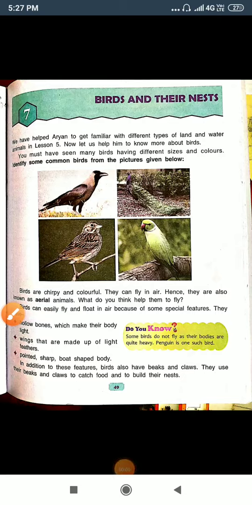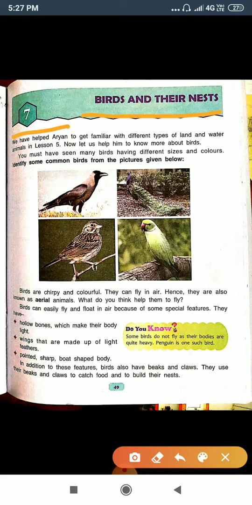Once again I am here with you and today I am going to start a new chapter, that is chapter 7, birds and their nest. Okay, now see this, chapter 7, birds and their nest. So today I will discuss the birds and their nest.